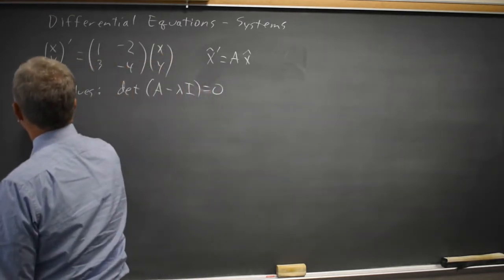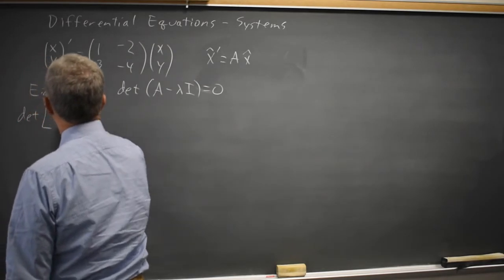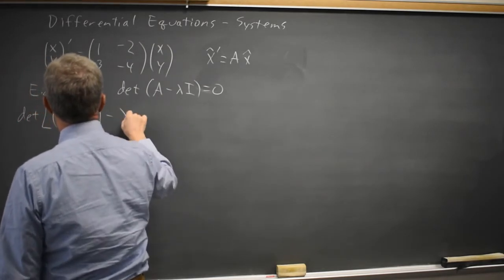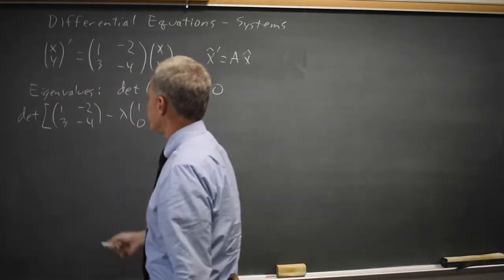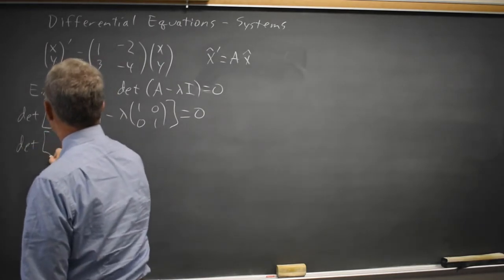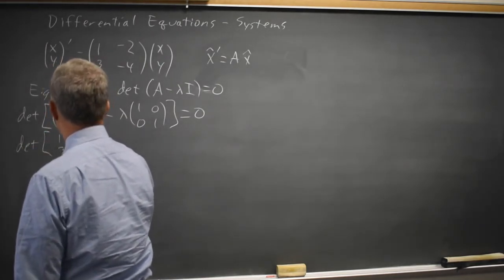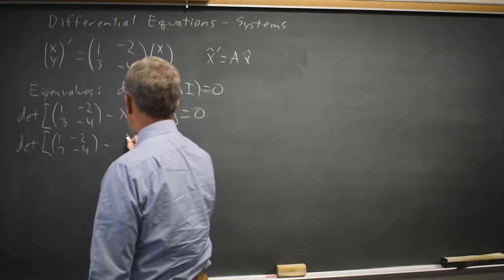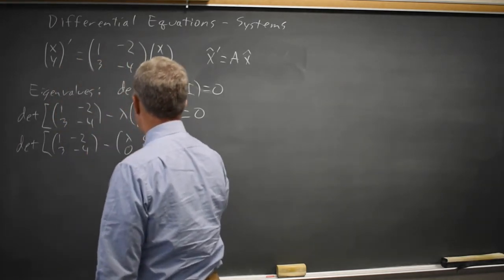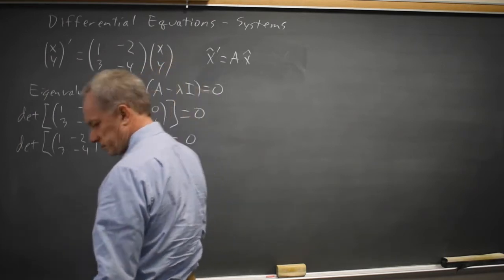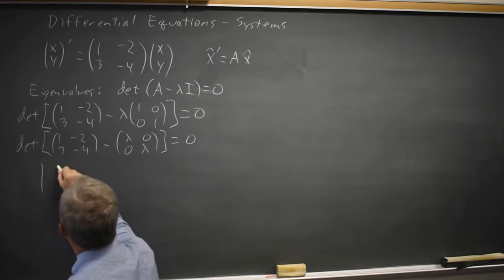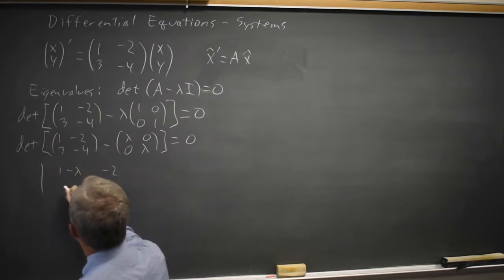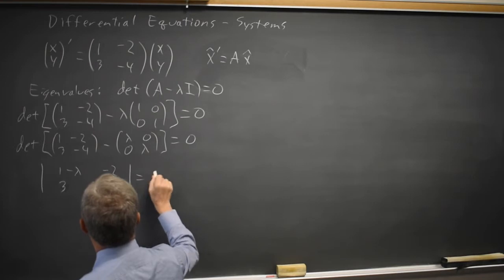So that's the determinant of 1, negative 2, 3, negative 4 minus lambda times 1, 0, 0, 1 equals 0. Determinant of 1, negative 2, 3, negative 4 minus lambda 0, 0, lambda equals 0. And that is the determinant of 1 minus lambda, negative 2, 3, negative 4 minus lambda equals 0.